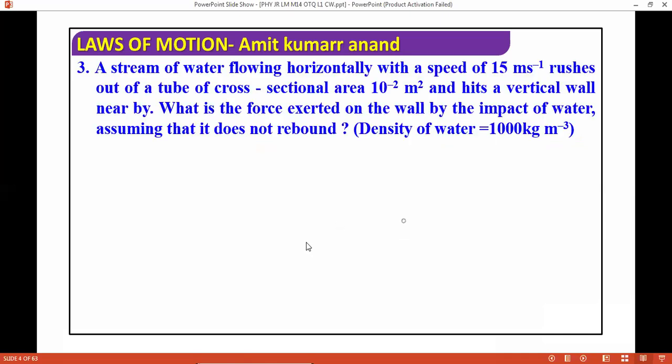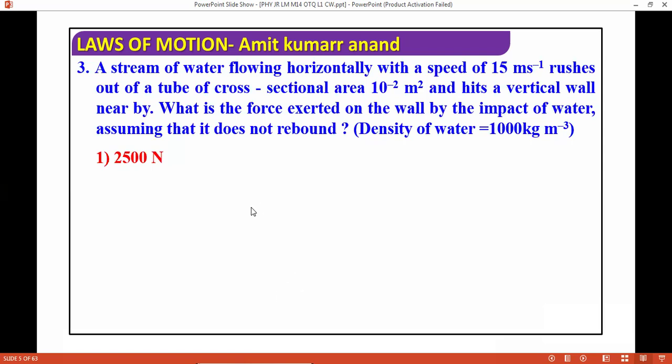The next question: a stream of water flowing horizontally with a speed of 15 meter per second rushes out of a tube of this cross-section area and hits a vertical wall nearby. What is the force exerted on the wall by the impact of water, assuming that it does not rebound? It does not rebound, which means there is no rebounding velocity. So can I say the final velocity is zero?